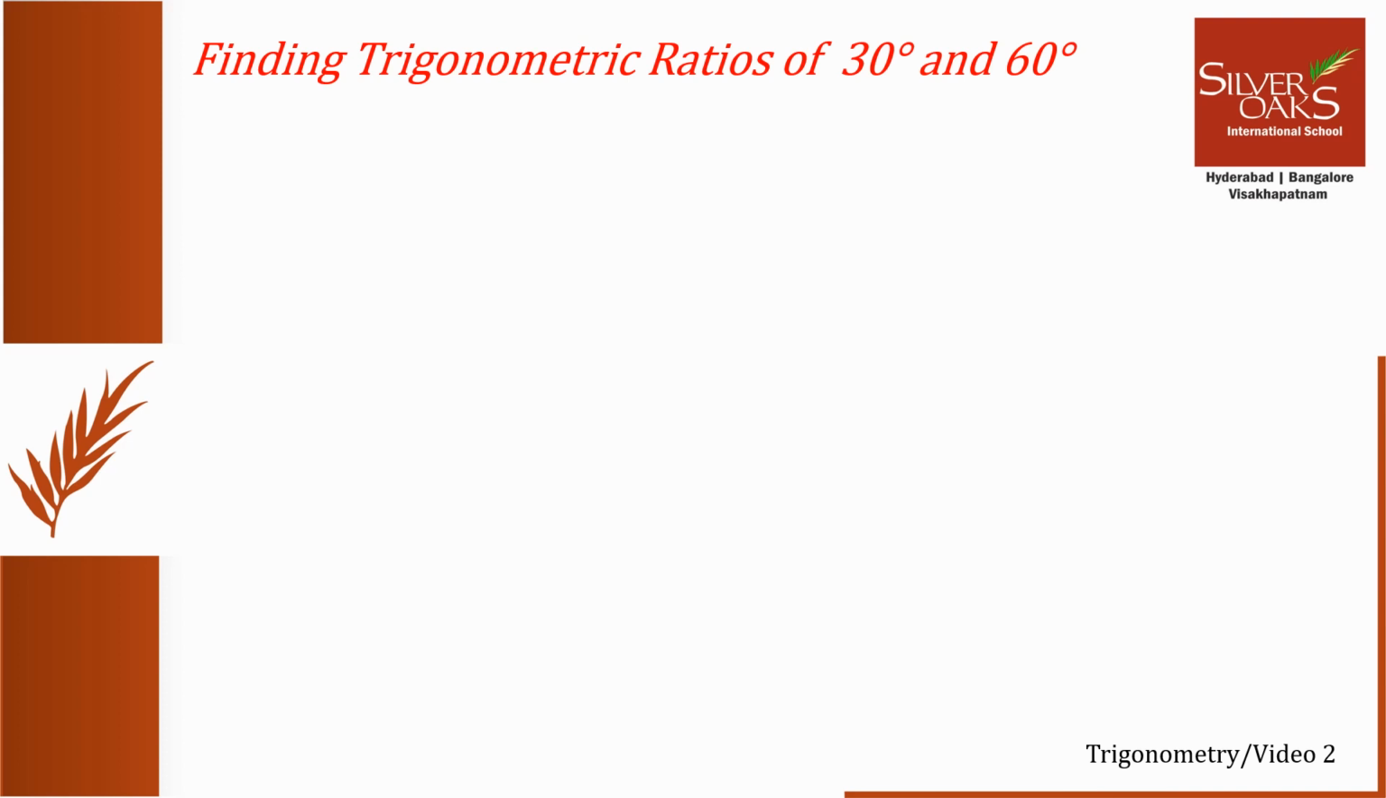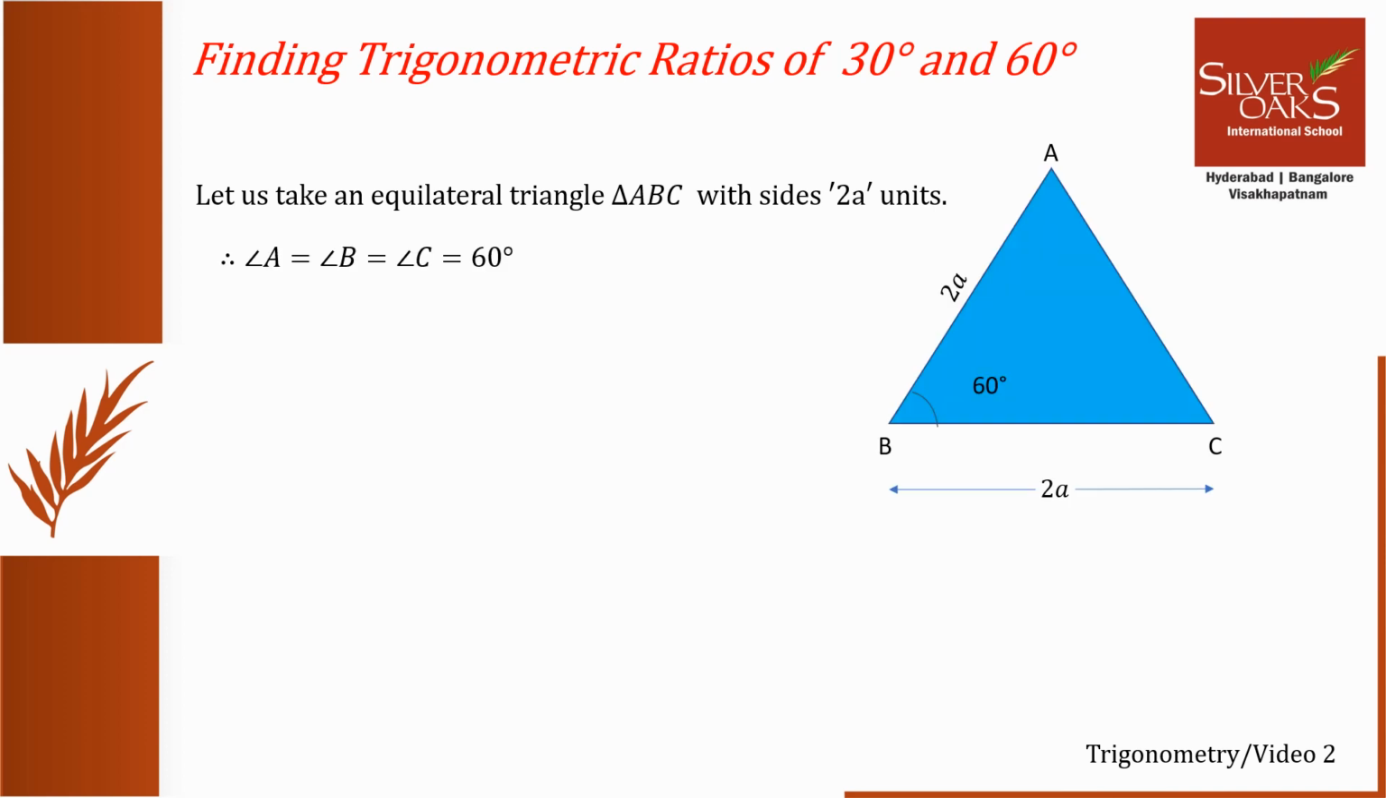Finding trigonometric ratios of 30 degrees and 60 degrees. For this, let us take an equilateral triangle ABC with sides 2A units. Here AB, BC and AC are 2A units. Then all the three angles are equal to 60 degrees. Let us draw an altitude from A onto BC, which is perpendicular to BC. Let us name it as D.